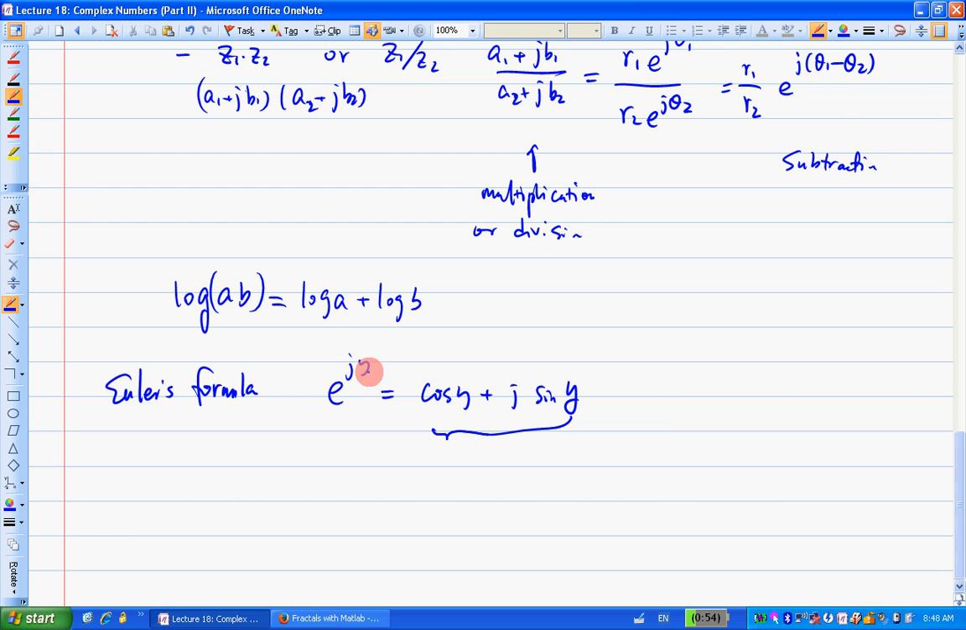Now instead of calling it y here, I'm going to give it a different quantity. I'll say this is e to the power of j omega t. So I'm basically letting y equal omega t here. So technically speaking, according to Euler's formula, I should get this guy here, right? Get this.